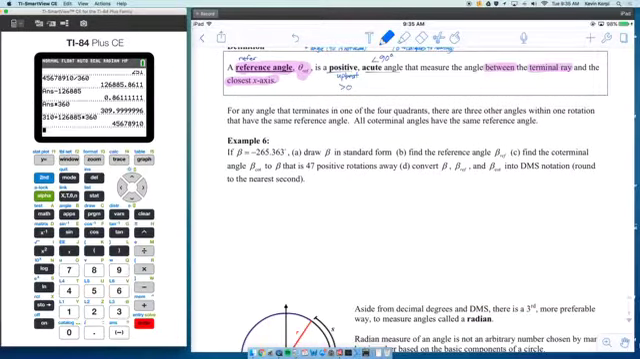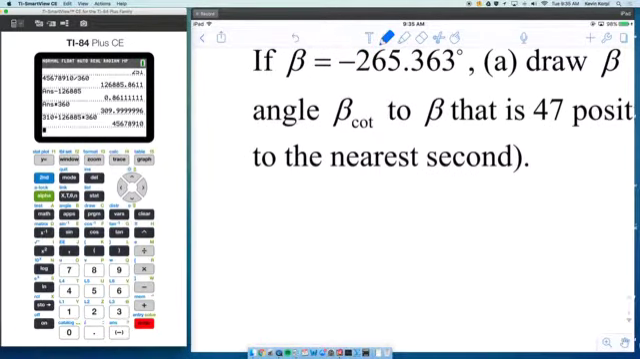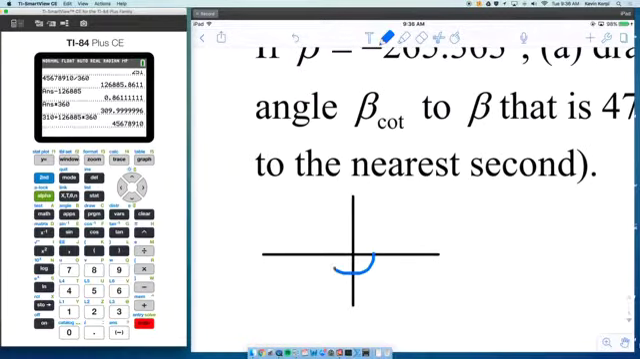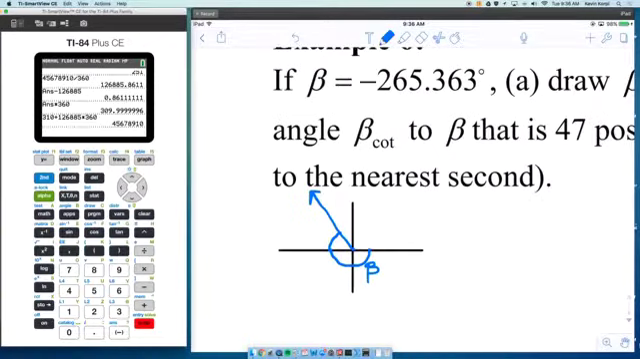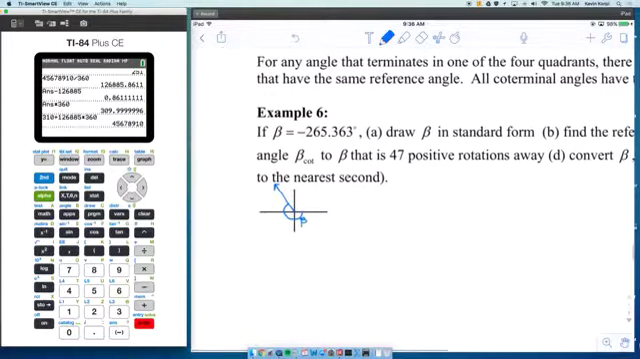All right, example 6. If beta is negative 265.363, draw beta in standard form. I'll just reuse this xy axis. Negative 265.363 is going to rotate in which direction? Clockwise. So here's negative 90, there's negative 180. I have to stop short of negative 270. So I'm going to be somewhere over here, and I'm going to call that beta. So beta terminates in quadrant what? 2, right? Quadrant 2.